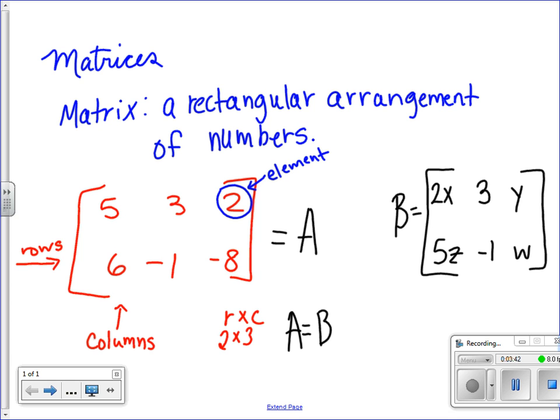Well then, that means that 2x is the same as 5, so x has to be 5 over 2. Y, what does y have to be? 2. Z has to be 6/5, and W would have to be -8. So if the matrices are equal, then their elements are equal. Okay?